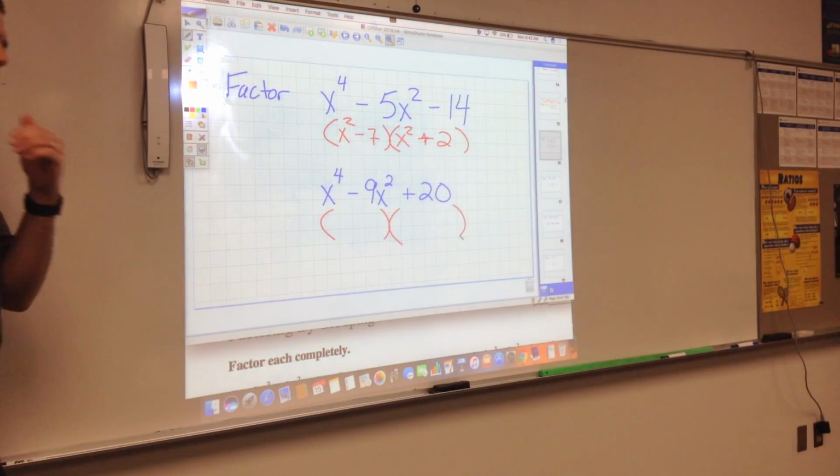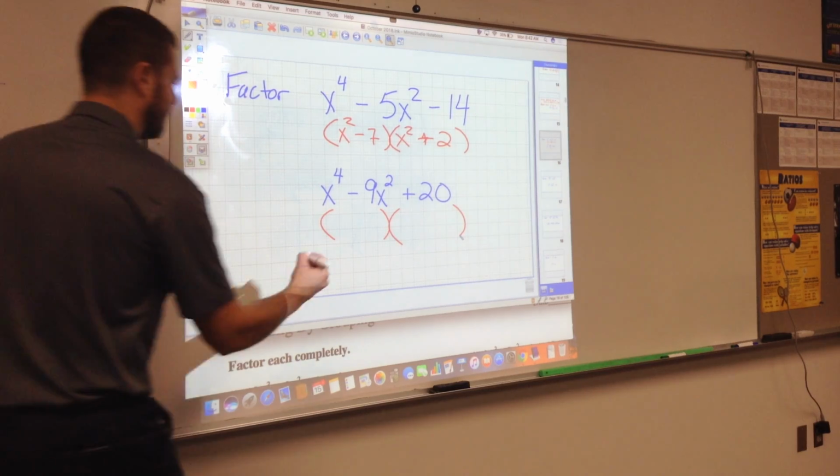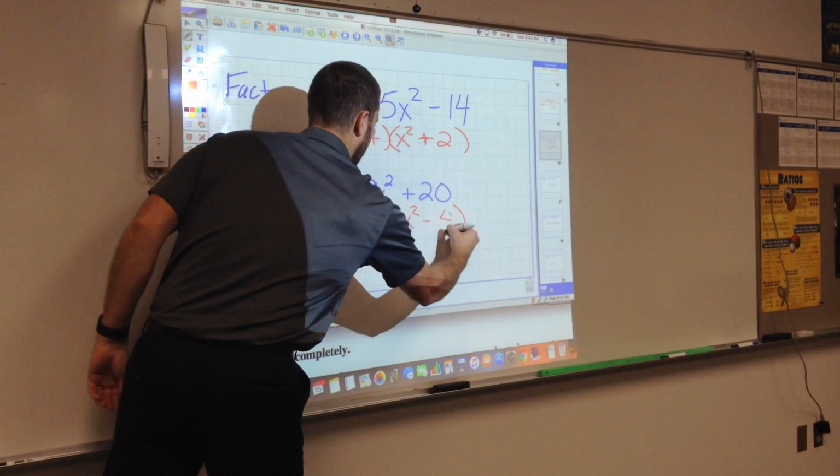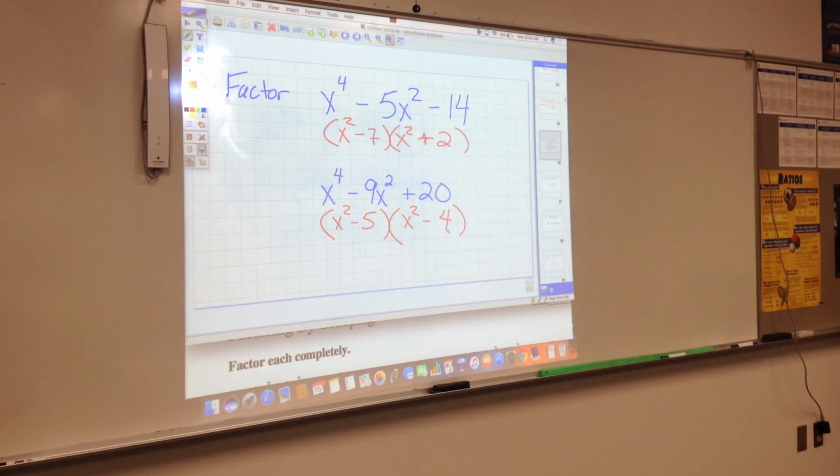Okay, try this next one. Very similar. What do you think you got? x squared minus 5, x squared minus 4. They've got to multiply to 20. However, on this one, you're not done. One of those can be factored further.